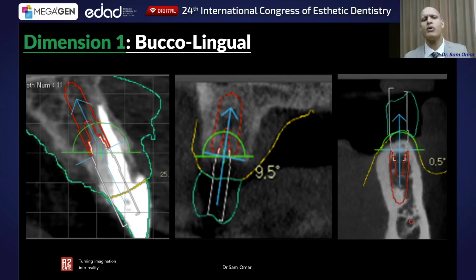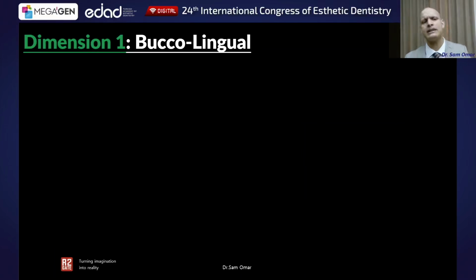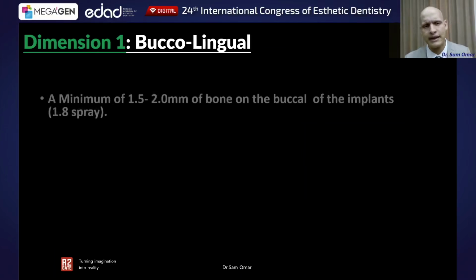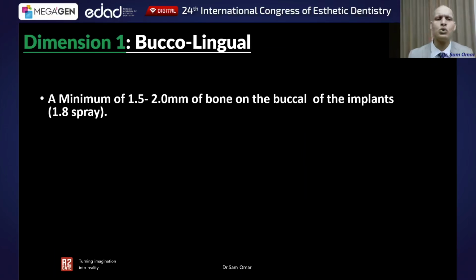So dimension number 1, which is buccolingual. When I'm positioning my implant in the treatment planning software, I need to make sure that I look at the implant from a buccolingual perspective. So what am I looking at and what am I doing when I'm doing that? Number 1, I need to make sure that we have at least 1.5 to 2 millimeters of bone on the buccal of the implants, or 1.8 according to Spray.